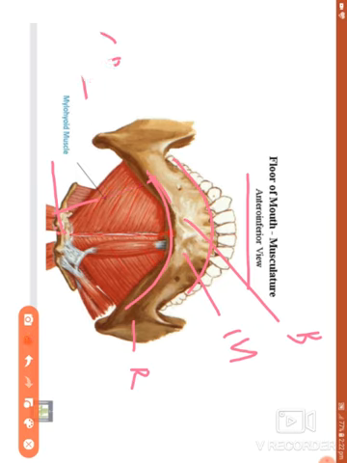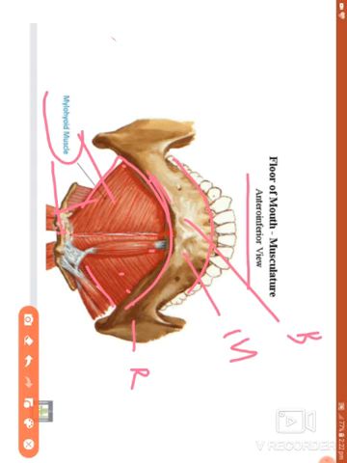So here you can see the suprahyoid muscles. This is the mylohyoid muscle. See, it extends on both sides, from the left side and from the right side. This is the mylohyoid muscle.